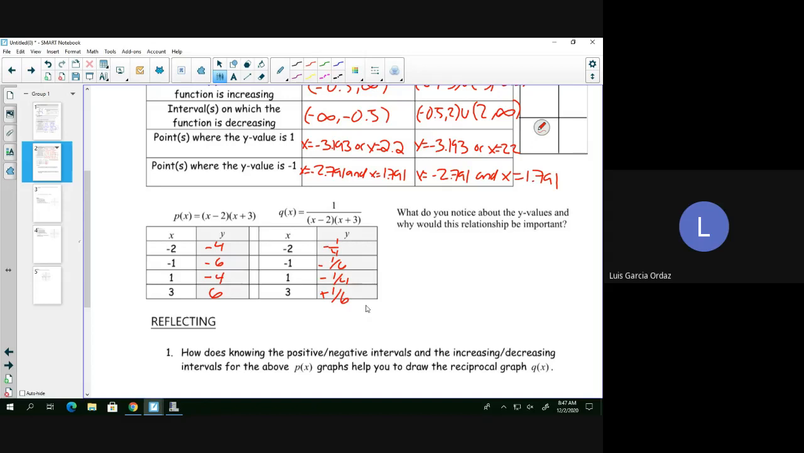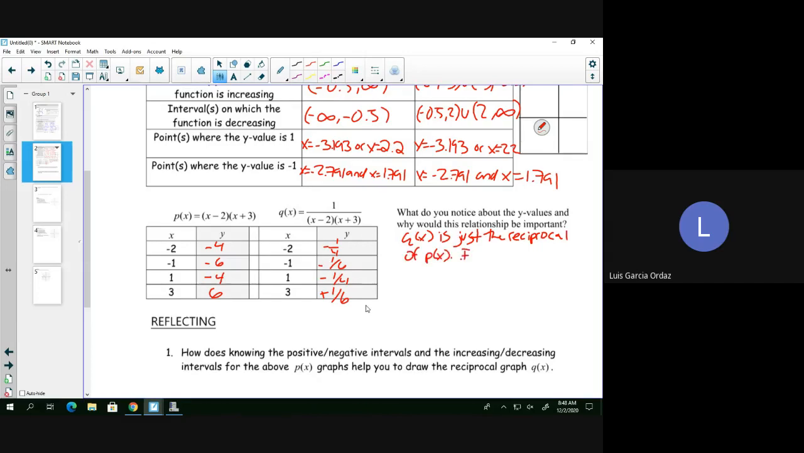So what do we notice about the y values, and why would this relationship be important? So let's go with the first part of that question. What do we notice about the y values between the parent and the reciprocal? Yep. So q of x is just the reciprocal of p of x.